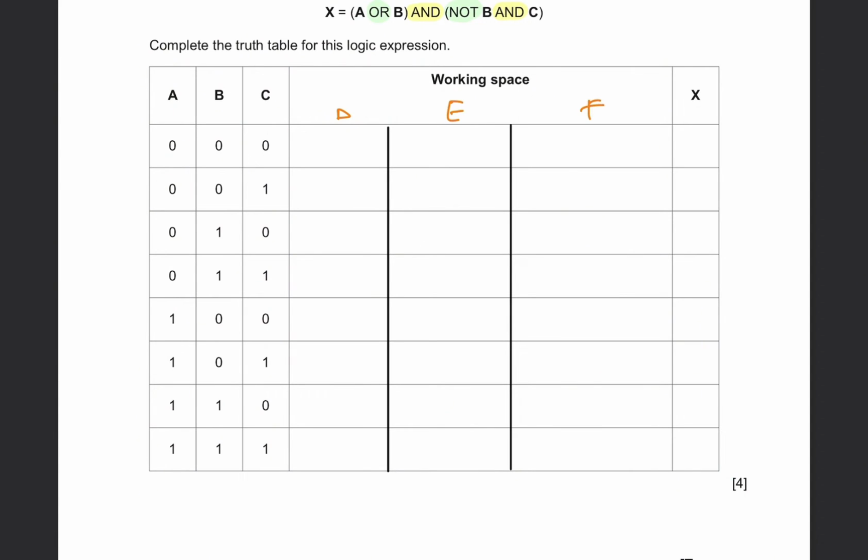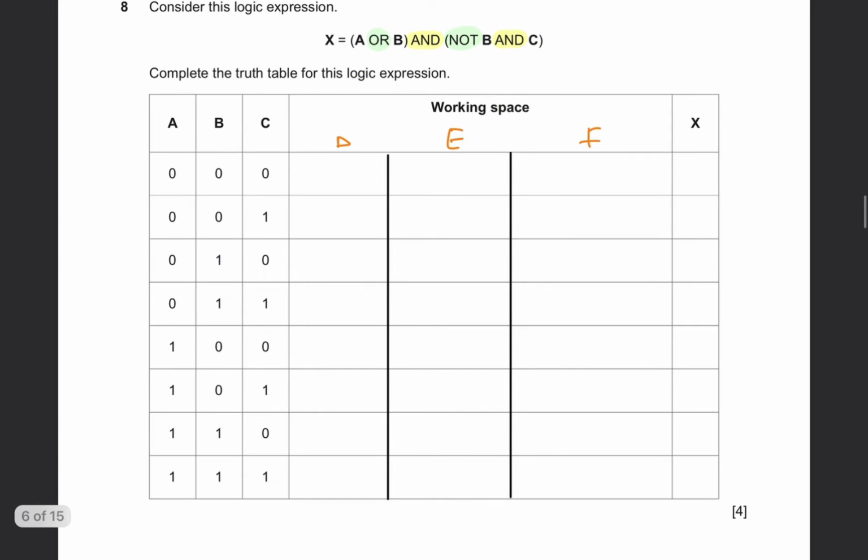D, E, and F. All right. Why F? I'll tell you. This is the final gate. We all know that this is the final gate. Okay, so what will happen is A or B, the OR gate is here. So 0, 0 in an OR gate will become what? 0, 0 in an OR gate will become 0. Done. Leave the AND because it's the final gate.